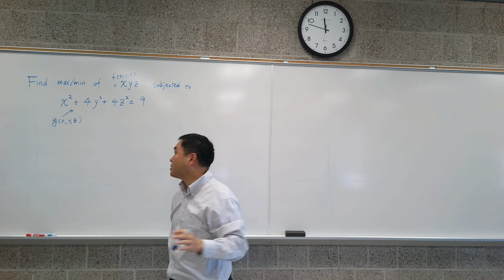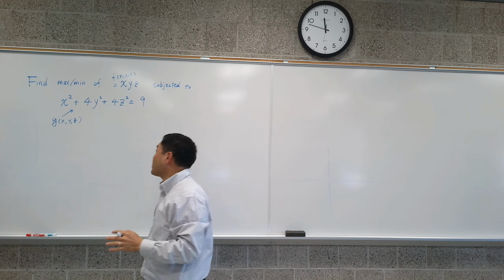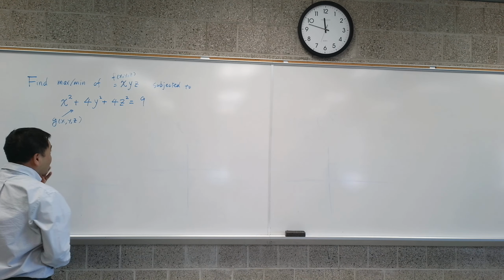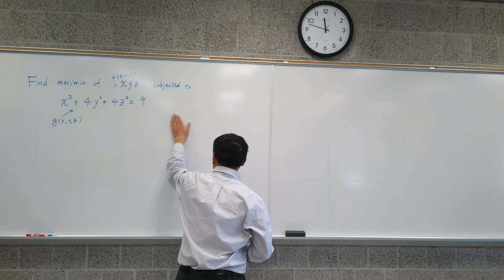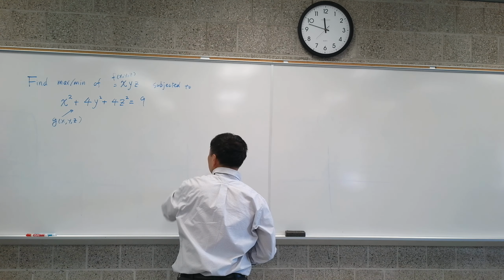There are some cases where variables are on both sides. In that case, you have to move all the variables to one side so that the equation looks like some function equals a constant. Once you have it in this form, any constrained optimization question can be solved by the Lagrange multiplier, which is gradient of f equals lambda times gradient of g, which means we have to calculate gradient of f.